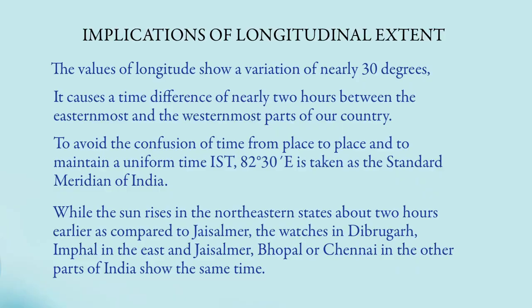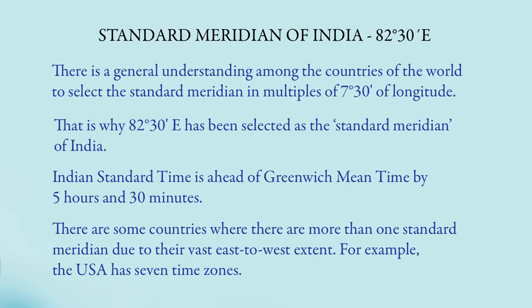Now, let's talk about the longitudinal extent. The longitudes are taken for calculation of time. Each longitude is multiplied by 4 minutes to find out the exact time of that particular place. As you know, the sun takes nearly 2 hours to move from Silchar in the east to Porbandar in the west. So, that means if we go according to the longitudes, the time should be different in each and every part of India, isn't it?